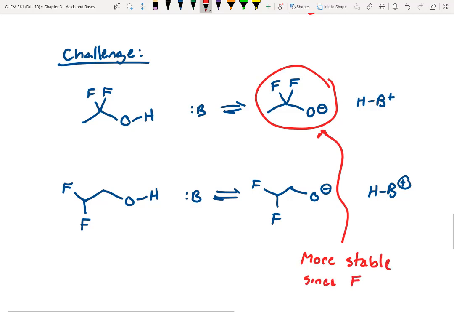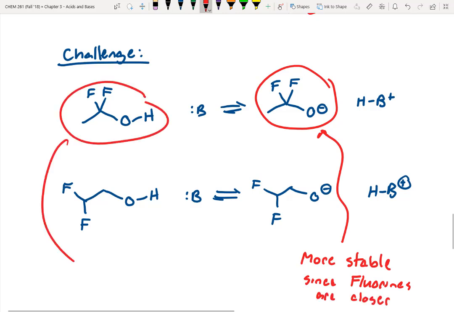Since the fluorines are closer, that means that this one must be the stronger acid. You can also do the same thing. Let's say we were comparing chlorines in the same position to fluorines in the same position. The molecule containing the fluorines is going to have the more stable conjugate base. So there's distance and electronegativity that you both have to factor in.